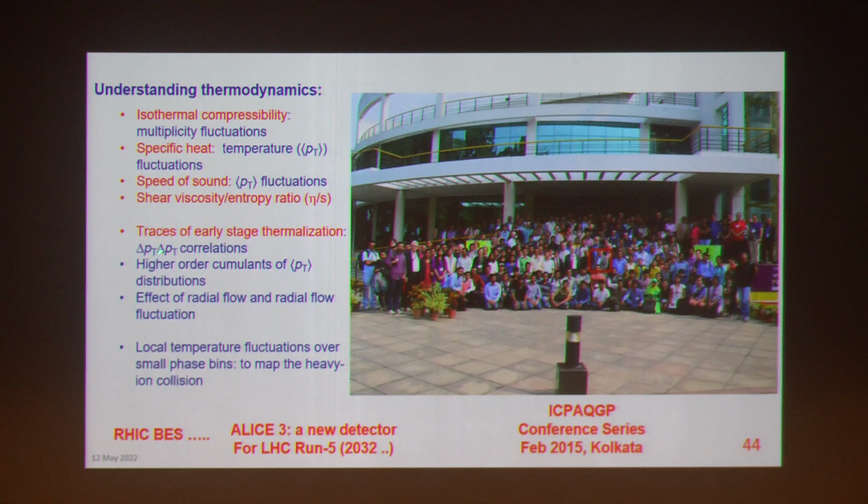Early stages of thermodynamics from delta PT correlation that we are trying to obtain. Higher order cumulants have been done by our students in India now. PT, higher order fluctuations, effect of radial flow, the local fluctuations getting a map. Hopefully, the beam energy scan program and ALICE 3 analyzing this data which is already existing, and future ALICE 3, we should be able to do that.